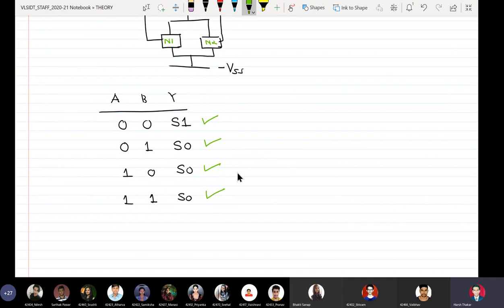Okay, so because both ones and zeros are strong, that is why this is actually acceptable. Okay, so these are called simple gates. And what do you mean by simple gates and compound gates? That we will discuss on Friday.